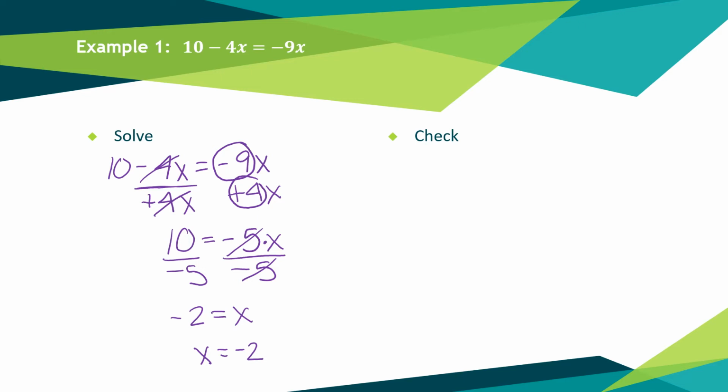Now that we have the variable by itself and we've solved the equation, we can go ahead and check our answer to make sure we did it right. To do that, we want to rewrite the original equation. You always want to rewrite the original equation because we want to make sure we didn't do anything to it yet. Since we said x was equal to negative 2, anywhere we see an x, we want to replace it with that negative 2.